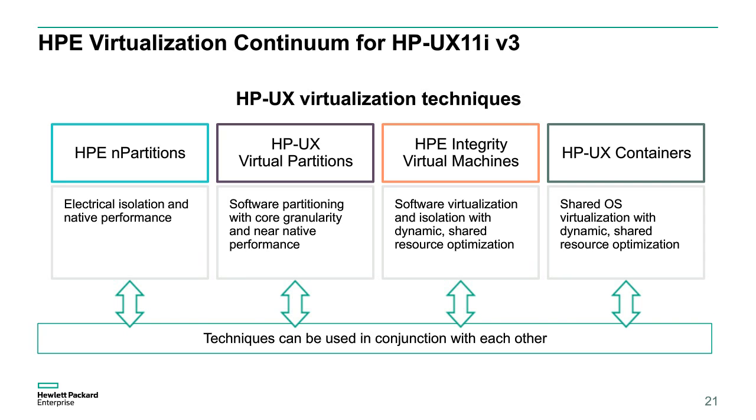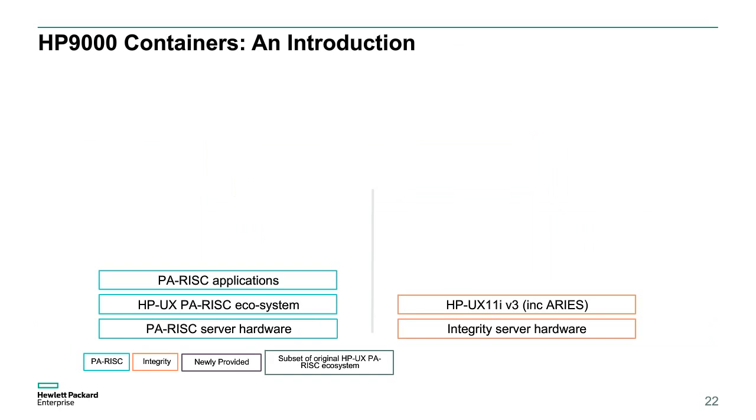So let's have a quick look at HP9000 Containers. How does it work? On the left-hand side, we've got a PA-RISC server, and on the right-hand side, we've got the latest Integrity server running HP-UX 11i v3. Of course, built into that 11i v3 OS is the ARIES translator. So on the PA-RISC server, we've got it installed with, say, HP-UX 11i v1, and we've got an application running on there, for example, an old version of Oracle.